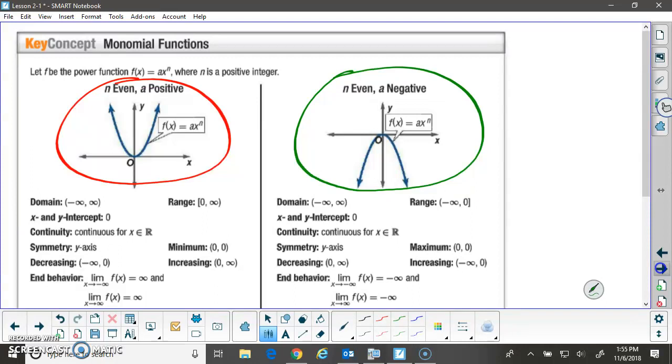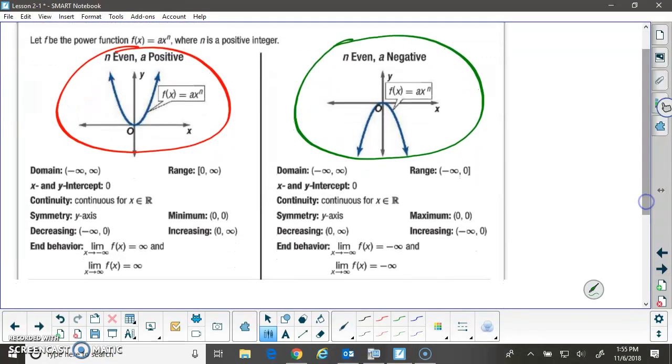Now in the last chapter we talked about all these different qualities of functions, so domain, range, intercepts, continuity, symmetry, decreasing and increasing behavior, and end behavior. So you can see the specifics for every function that has an even exponent with a positive lead coefficient is listed below the red circle, and all the characteristics of a graph that has an even exponent with a negative lead coefficient are listed below the green circle.